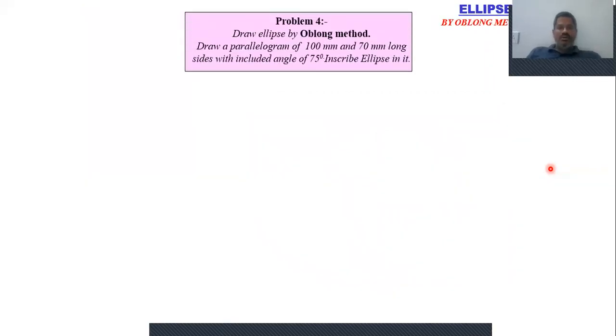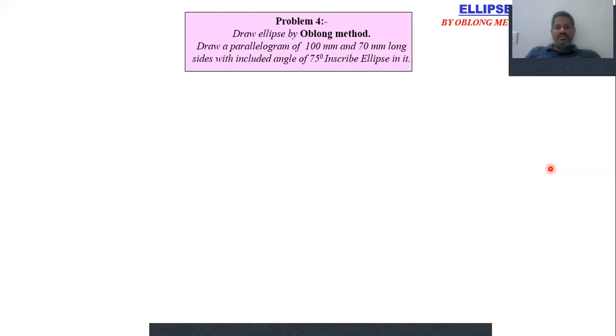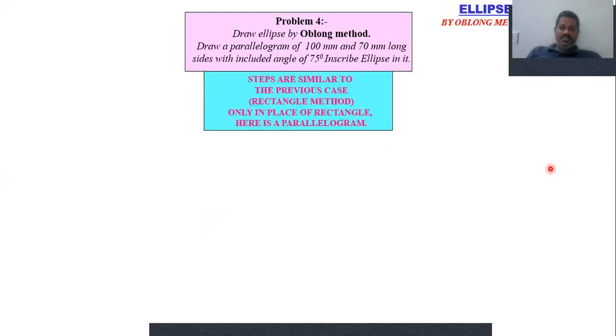Now we have the oblong method. The rectangle method and oblong method are absolutely similar. In the case of the oblong method, the parallelogram is constructed at an angle of 75 degrees. Then we have to inscribe an ellipse inside that. Now let us see the construction. I read out the problem in this case. Draw an ellipse by oblong method. Draw a parallelogram of 100 mm and 70 mm long sides with included angle of 75 degrees. Inscribe an ellipse in it. This is the problem.